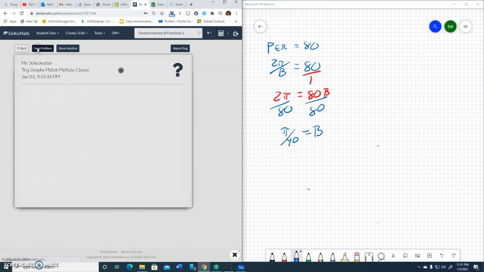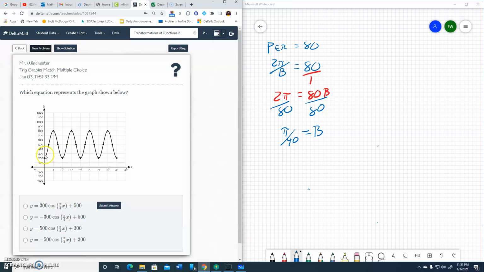New problem, do a couple more. Here, again, this one's starting at the minimum. So this is cosine. Because it starts at the minimum, the coefficient has to be negative. So our choice is between the second and the fourth. Then we could look at the constant term. The constant term is your midline. Our midline is 500. The 300 is the amplitude. 5, 6, 7, 8. 300 steps up.